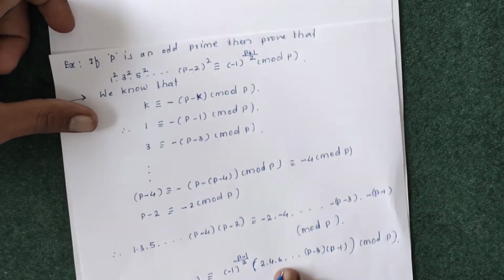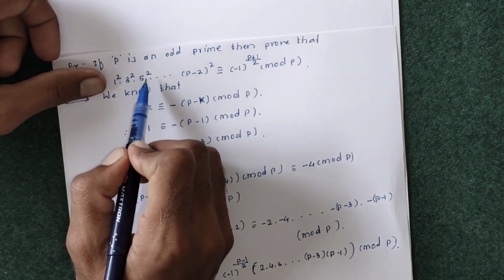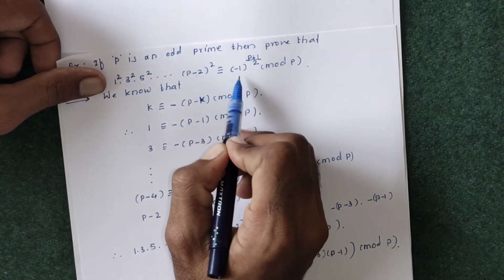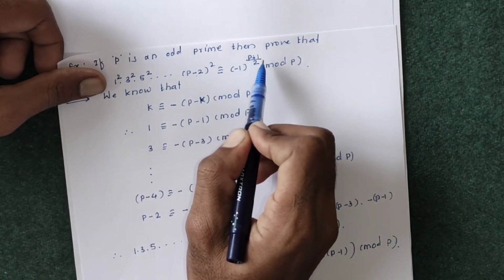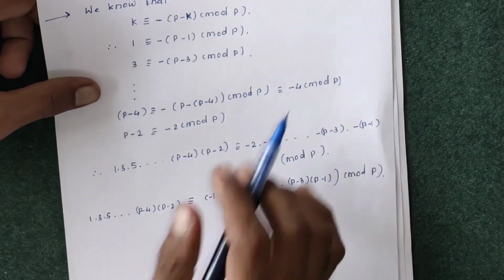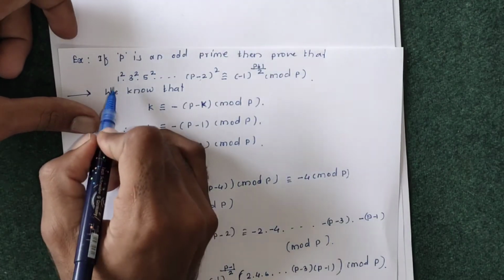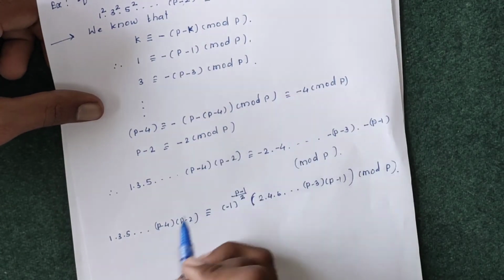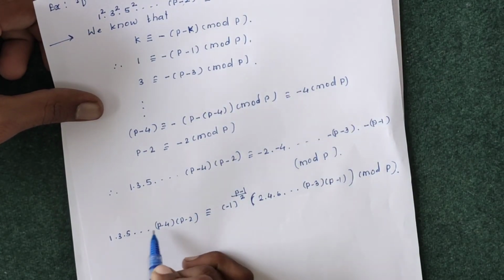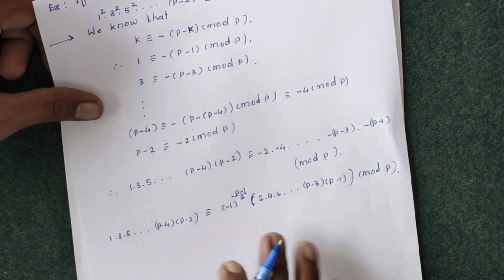Now we want to prove that 1 square into 3 square into 5 square up to (p minus 2) square is congruent to (minus 1) raised to (p plus 1) by 2 under modulo p. So here we get 1 into 3 into 5 up to p minus 2. To get 1 square, 3 square, 5 square, we multiply both sides by 1 into 3 into 5 up to p minus 4 into p minus 2.